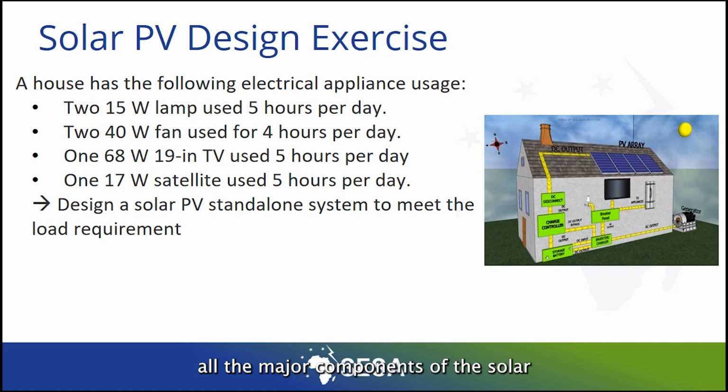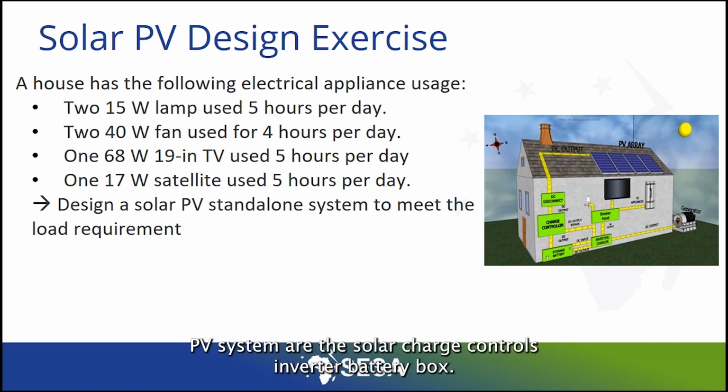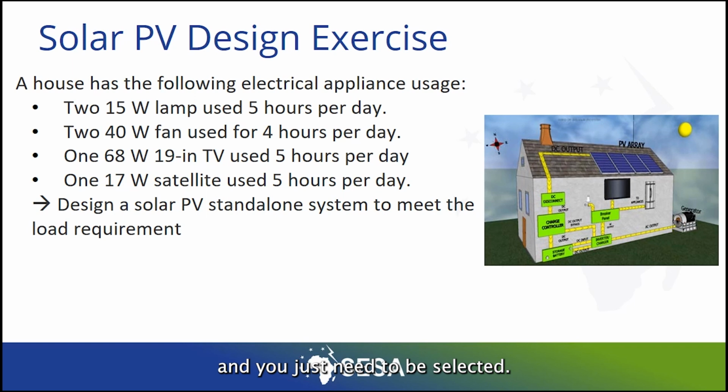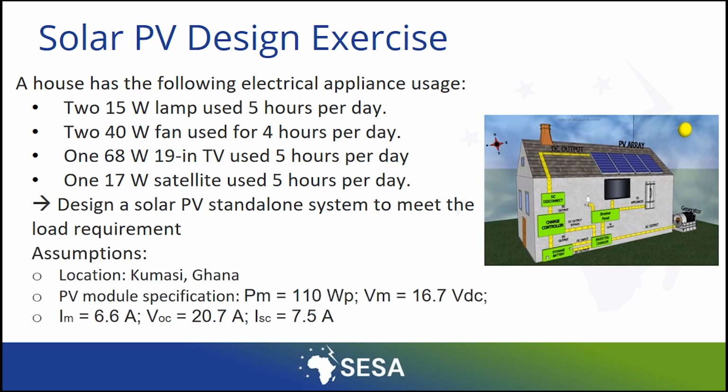The major components of a solar PV system are the solar charge controllers, inverter, battery banks, and load, of course. And this needs to be selected according to the system type, the site location, and the application. In this exercise, we are going to consider a typical house with the load requirements as indicated. And the task is to design a solar PV standalone system to meet the load requirement.